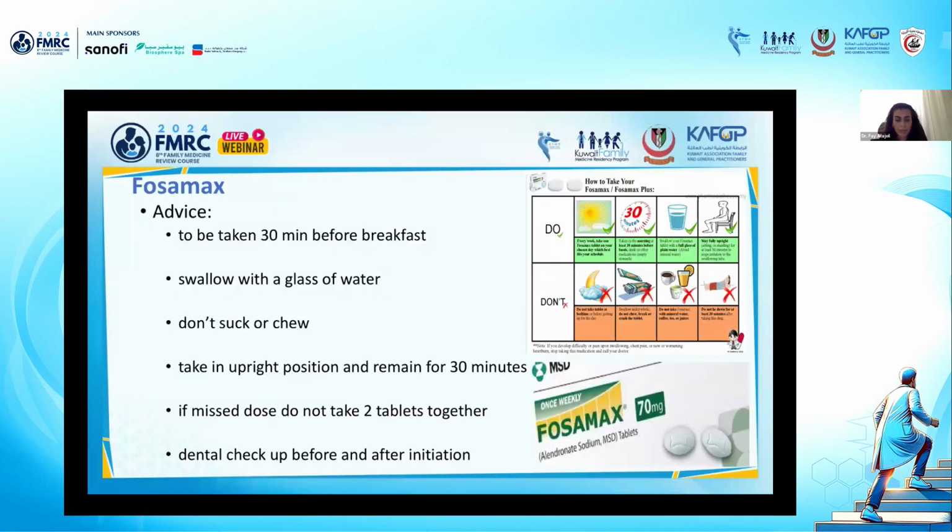Okay, this is the bisphosphonate that is available in primary care, which is the oral bisphosphonate, Fosamax.